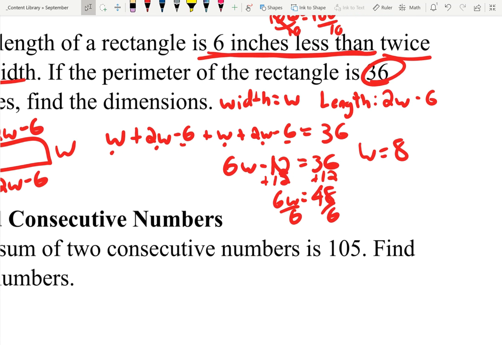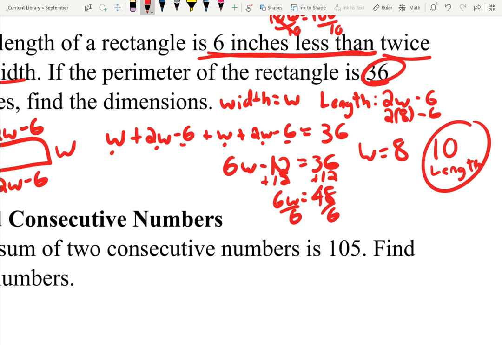So our width is 8. Now the length, remember, is 2 times W minus 6. So the length is 2 times 8 minus 6. That's going to be 16 minus 6, which is 10. So our length is 10.